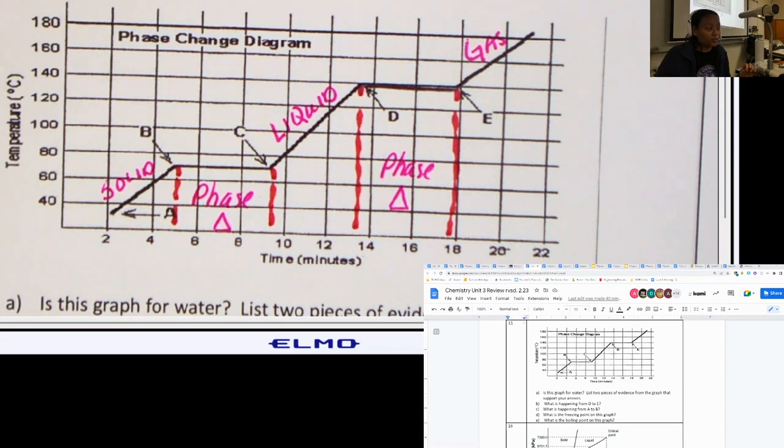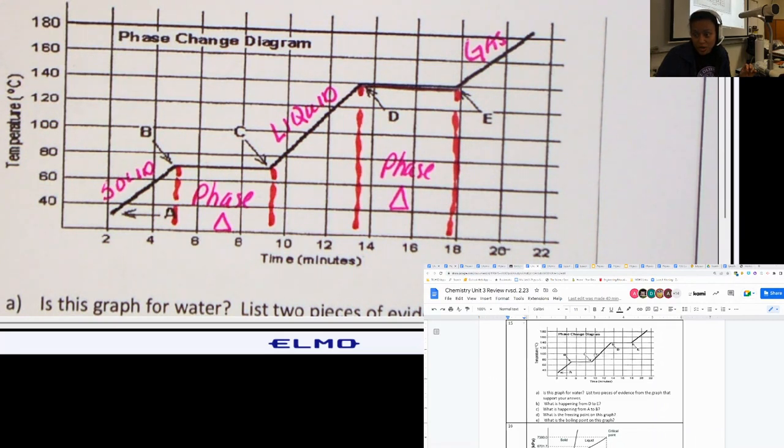Take a look at the freezing point here. What temperature is this at? Does that look like 0 degrees right here? No? Yes or no? Where I'm pointing right now, is that 0 degrees? Sorry, you can't see. I'm pointing at the wrong one. Right here. Is that 0 degrees?